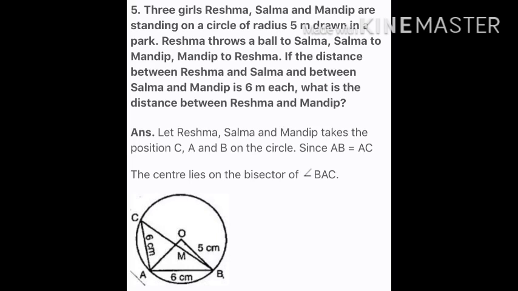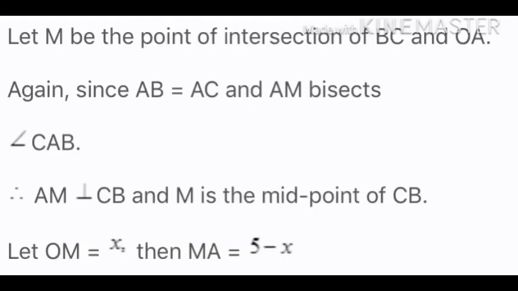Let Reshma, Salma and Mandeep take the positions C, A, B on the circle. Since AB is equal to AC, the center O lies on the bisector of angle BAC. Let M be the point of intersection of BC and OA. Again, since AB is equal to AC and AM bisects angle CAB, AM is perpendicular to CB and M is the midpoint of CB. Let OM be equal to x. Then MA is equal to 5 minus x.